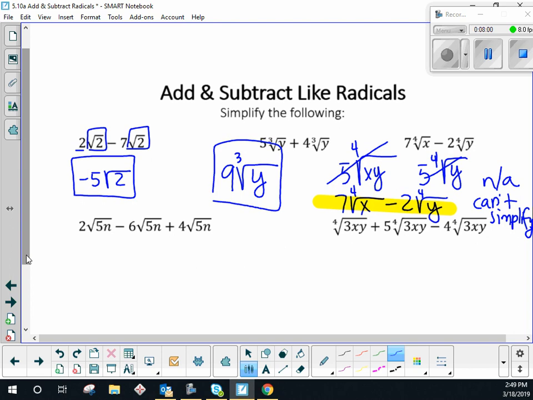So what's the difference between these 2 examples on the bottom and the 3 we just did? Right. There's just an extra term. So you still have to check if the radicands are the same, if the roots are the same, but you're only doing the math on what's outside the radical. So take a minute and write down what you think these 2 answers are.